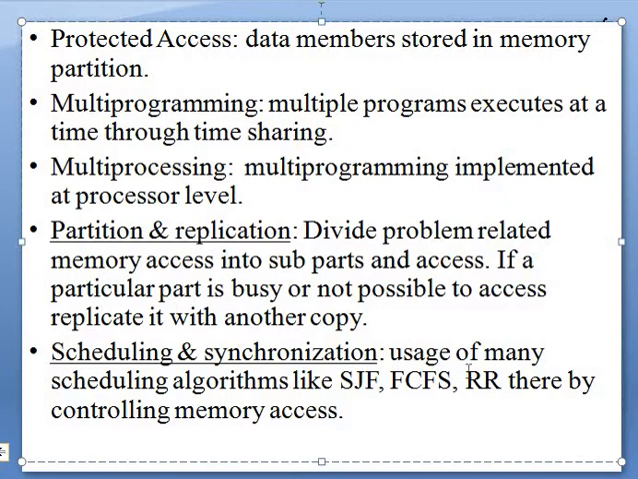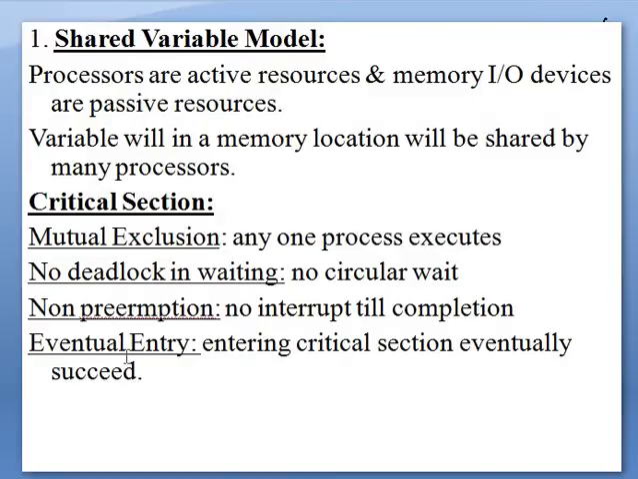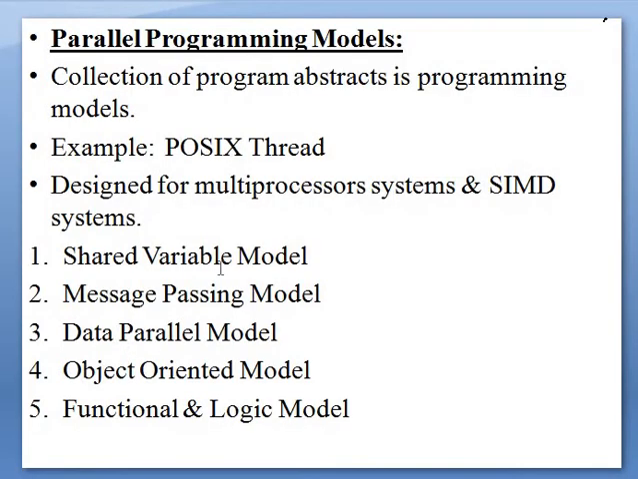So for scheduling and synchronization, we have studied many algorithms like shortest job first, first come first serve, and round robin, etc. These are all used to schedule processes and get them executed, even though the memory or the variable is shared. So after this first model, shared variable, next we will go for the message passing model.